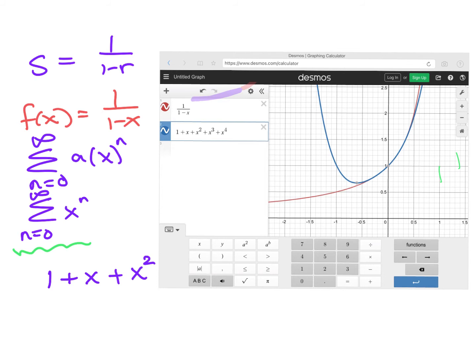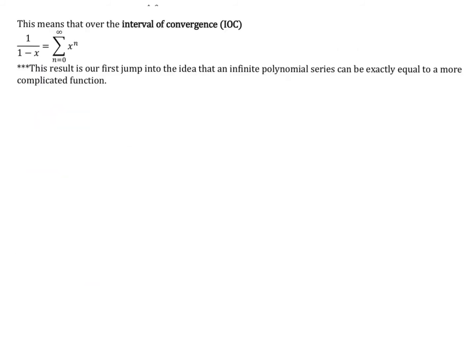So let's formalize a little bit more what we just noticed in this picture here. Again, what we just showed visually is that over the interval of convergence, these two things are equal. And that's a really unique, interesting, hard to wrap your head around idea. Over some interval, we can say that the function 1 over 1 minus x is equal to the sum from n equals 0 to infinity of x to the power of n. This is so cool.